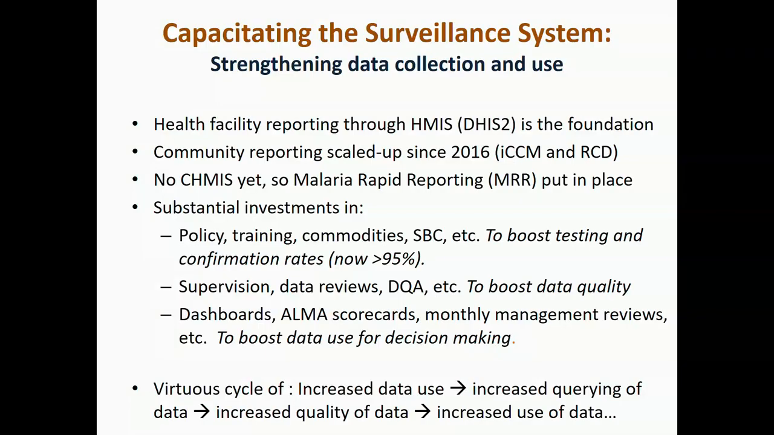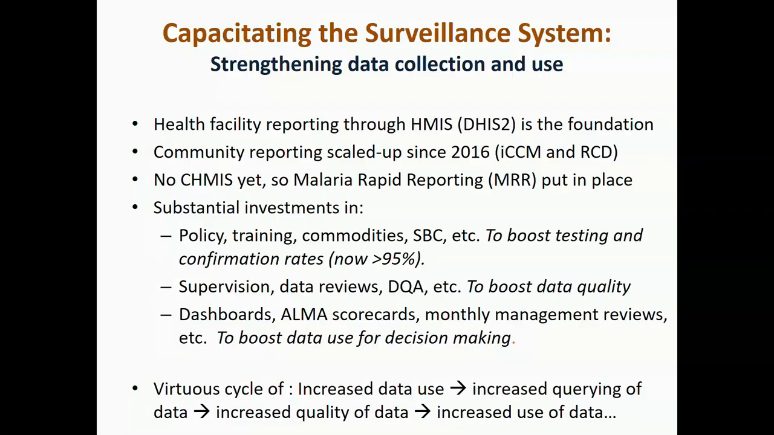We've had some substantial investments in adjusting the policy, training, and social behavioral change communication. The idea is to boost testing and confirmatory rates. Currently, we have 95% confirmed cases in Zambia, so those 95% of the cases have a confirmatory test associated with them. And to improve data quality, we have supervision, mentorship, data reviews, and data quality audits.